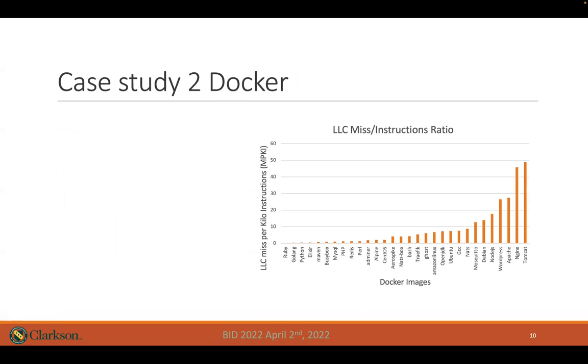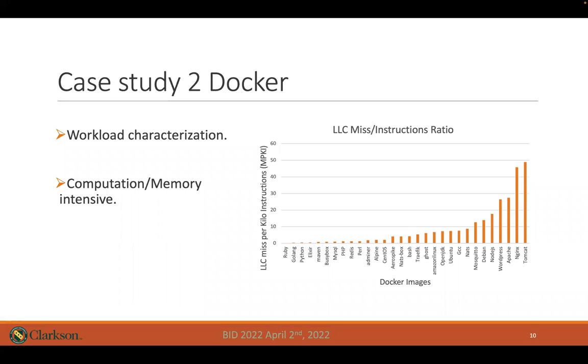In the second case study, we use K-LEB to collect performance counter data from running Docker containers. We collect the last level cache misses and the retired instructions and use them to calculate the misses per kilo instructions, MPKI, as a metric of the workload. We then use MPKI to characterize workloads into computation-intensive programs when MPKI is lower than 10, and memory-intensive programs when MPKI is higher than 10.